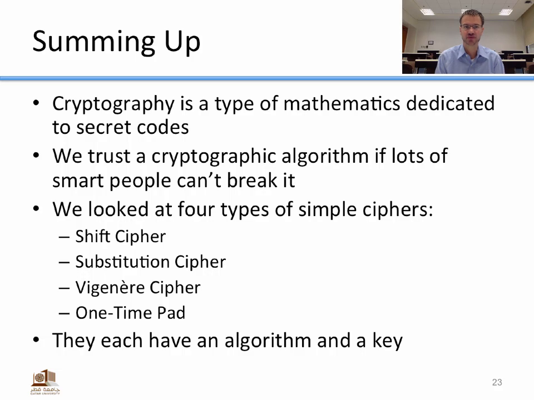All right, so let's summarize what we've talked about. Cryptography is a type of mathematics dedicated to secret codes. We trust a cryptographic algorithm if lots of smart people can't break it. And while that may sound a little bit shaky, in practice it seems to work pretty well. But it is an important concept to understand that other than the one-time pad we talked about today, no cryptographic algorithm is 100% secure. The security is only based on the fact that we don't know how to break it. We looked at 4 types of simple ciphers: a shift cipher, a substitution cipher, a Vigenère cipher, and a one-time pad. And each of these ciphers have an algorithm that's not a secret and a key that is a secret.